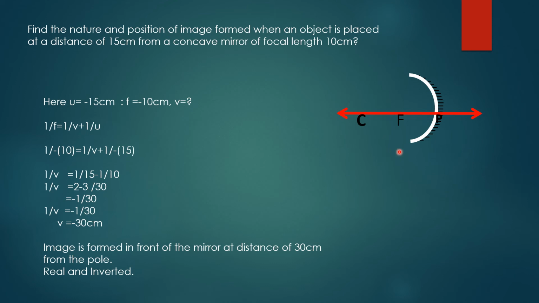We also studied while drawing the ray diagrams that when the object is kept in between focus and center of curvature, the image is formed behind the center of curvature. Here, object distance is 15 centimeters, focal length is 10 centimeters, which means the distance between P and F is 10 centimeters, and the object is kept somewhere in between C and F. Are you clear about that? So, the image is formed behind the center of curvature.